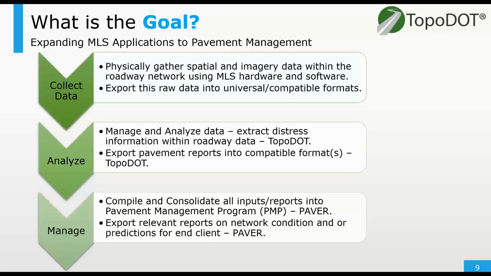When it comes to collecting the data, we're going to be using mobile LiDAR, and we'll discuss in more detail why MLS data is suitable for this application. Once the data is collected, the raw data needs to be processed and then additionally analyzed in order to pull the intelligent information out in an organized fashion. For the analysis step, we're going to be using TopoDOT. We then export the intelligent information from TopoDOT into a pavement management program, such as Paver, where we'll be able to consolidate and make sense of the data at a higher level.